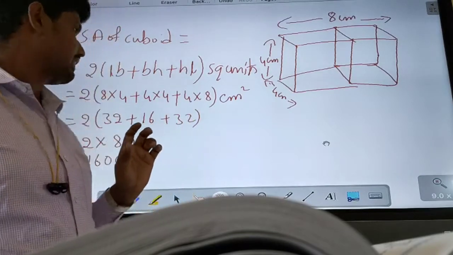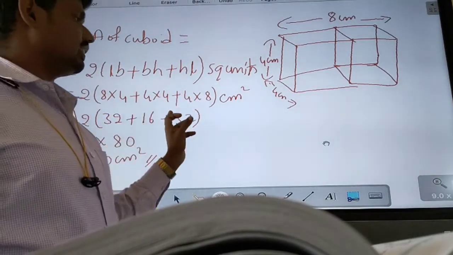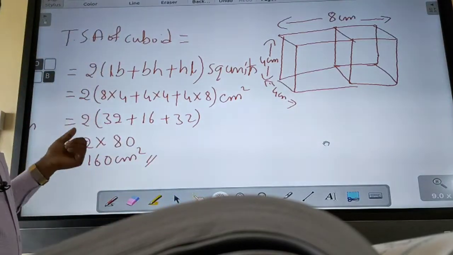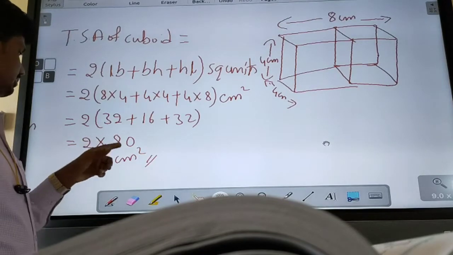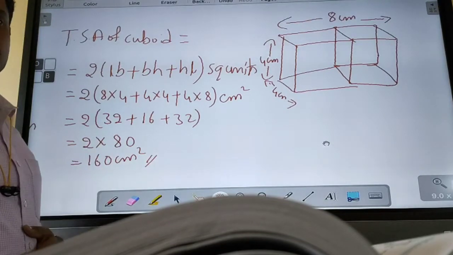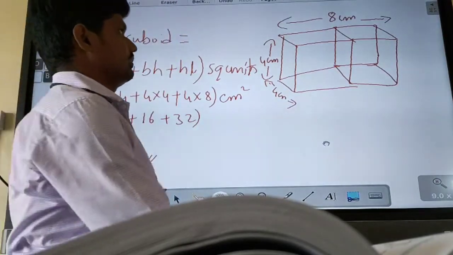First solve inside the bracket. 8 into 4 is 32, 4 into 4 is 16, 4 into 8 is 32. Write 2 as it is. You should add all the numbers. You will get 80. 2 into 80 is 160. The final answer is 160 centimeter square. Any doubt regarding this one? Next, going to the second one.